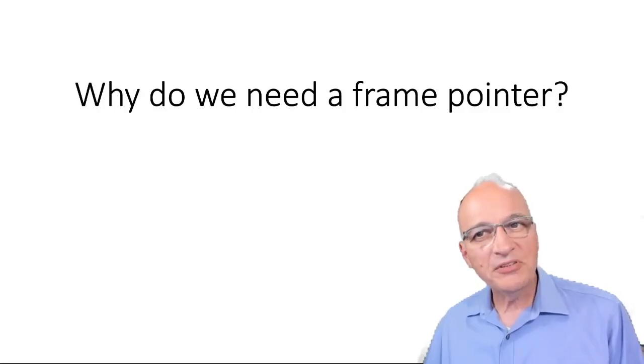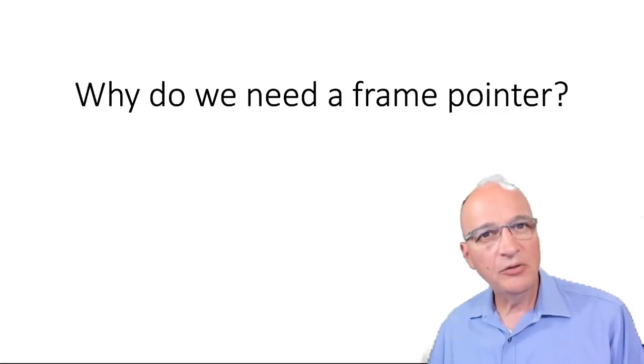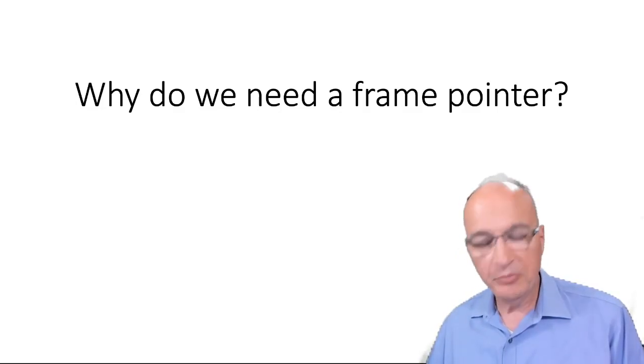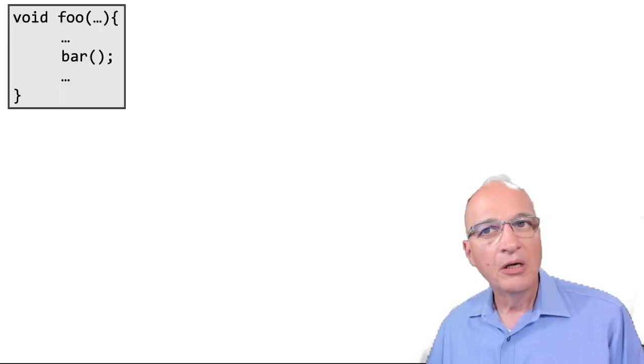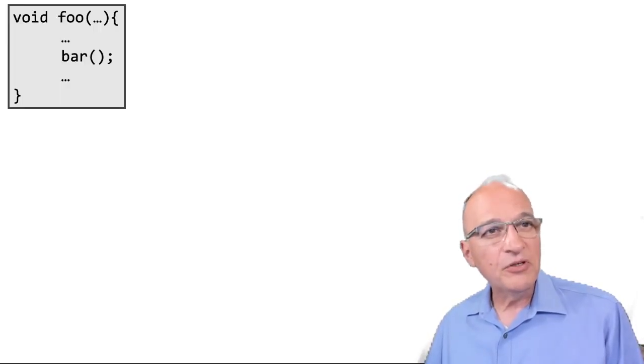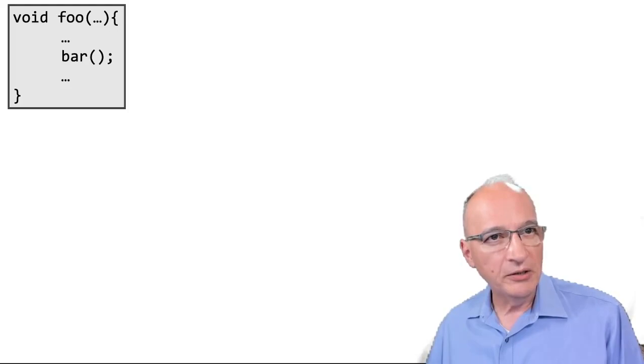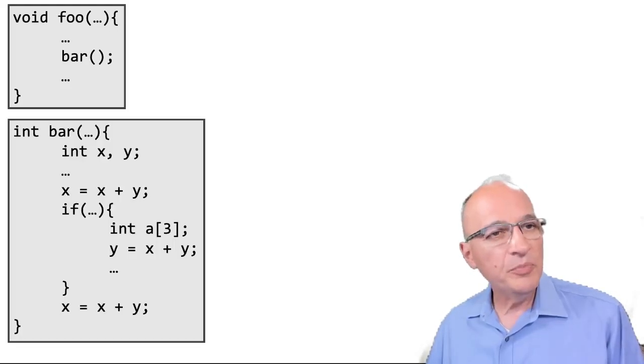In the second part of this lecture, we'll understand how to use the frame pointer, and we'll first motivate why we need the frame pointer in the first place. Let's consider that I have a function foo that calls a function bar. And the function bar contains this code. So bar has some local variables.